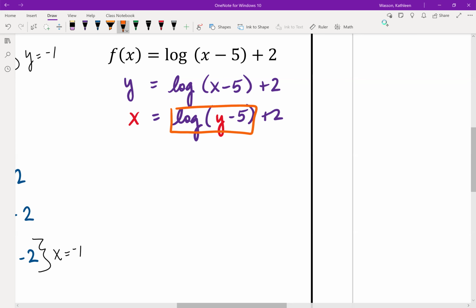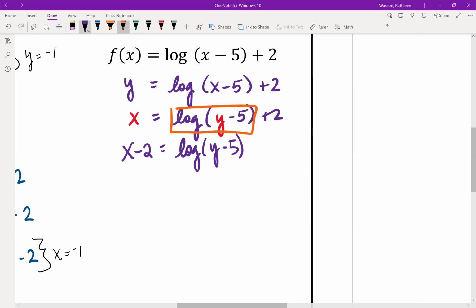Here we go. I have rewritten this last example as y equals and changed nothing else. Then I exchanged x and y so that I could solve for inverse. I need to isolate the logarithm. So I'll have to subtract 2. So I have x minus 2 equals log of y minus 5.